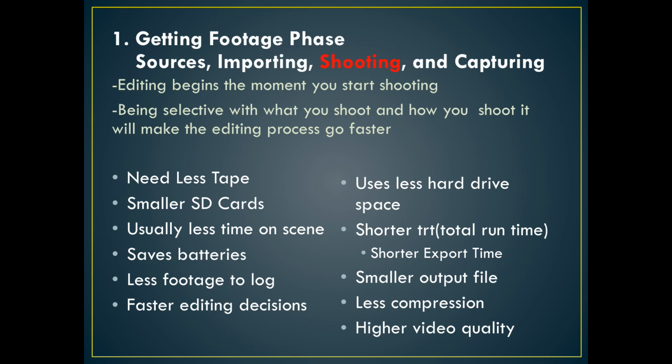Even when you decide not to shoot something, you're still editing, because you're deciding, okay, I know that this isn't going to make it into the project. So in a sense, you've already kind of edited and made a decision to make your editing process easier. Being selective with what you shoot will make your whole process go faster. So for starters, you'll need less tape, or you can use a smaller SD card.